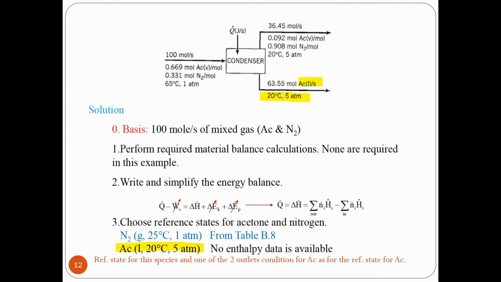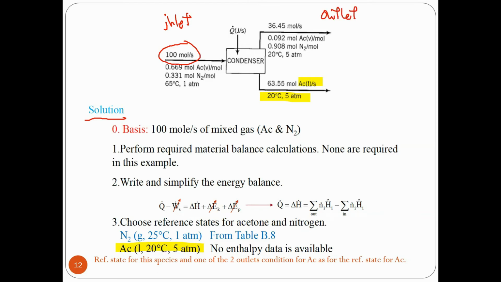So for the solution to this example, first, as you remember, we listed the procedure of the energy balance calculation. First of all, you need to perform the required material balance calculations. In this example, you don't need to, because it already gave you the amount of substance in moles per second for the inlet and the outlet. So you already know it.